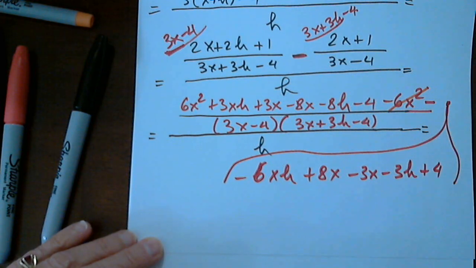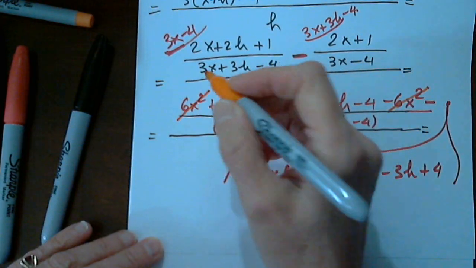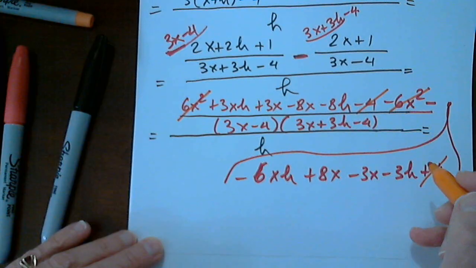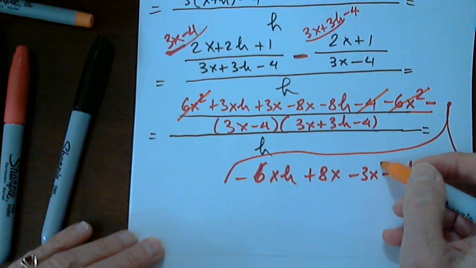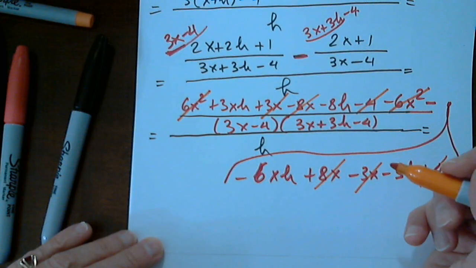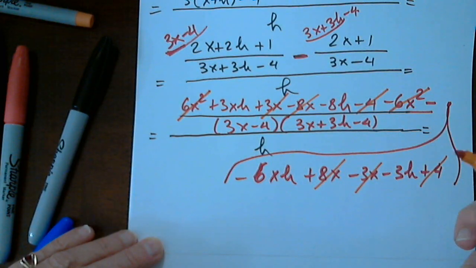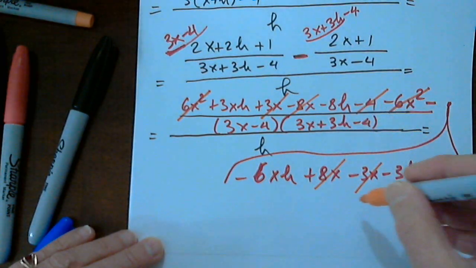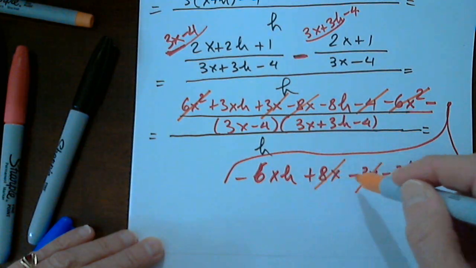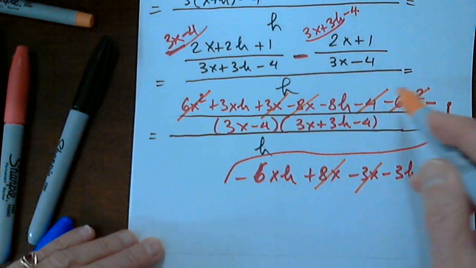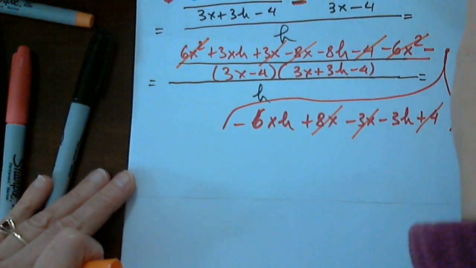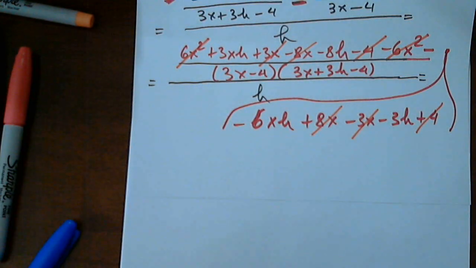Thank you so much. Negative 6x squared with positive 6x squared. Gone. Negative 4 with positive 4. Gone. Negative 3x with positive 3x. Negative 8x with positive 8x. Anything else? No. Okay, so let's see what is left. We find our mistakes very easily.